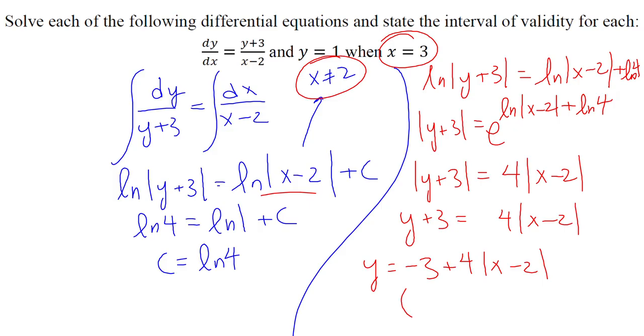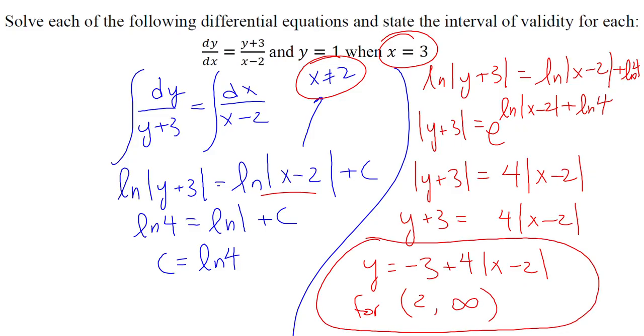Well, that'll be from 2 to infinity, right? Because there are no other restrictions. So we would normally have a domain from negative infinity to 2, 2 to infinity, but we only pick the single continuous piece that includes x equals 3.